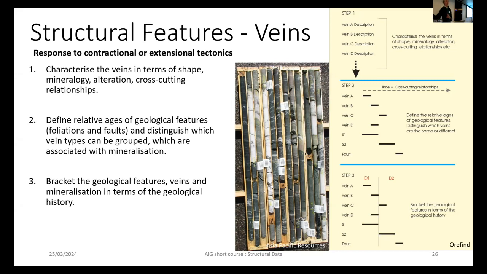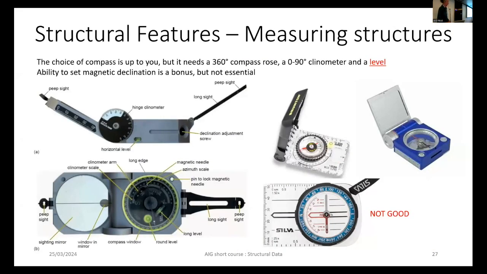And then we have a late gold in a third event or something, right? So that's the work involved with that. All right, that was structural geology 101. We got through that. All right, measuring.